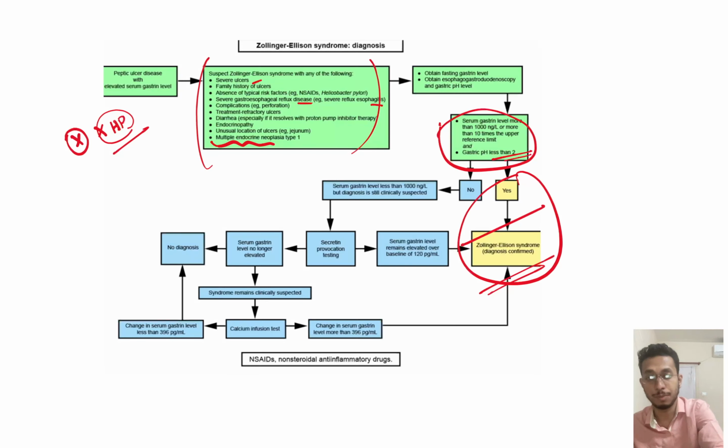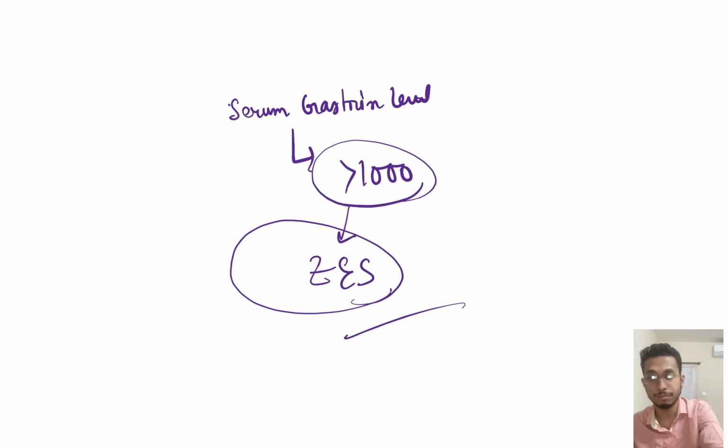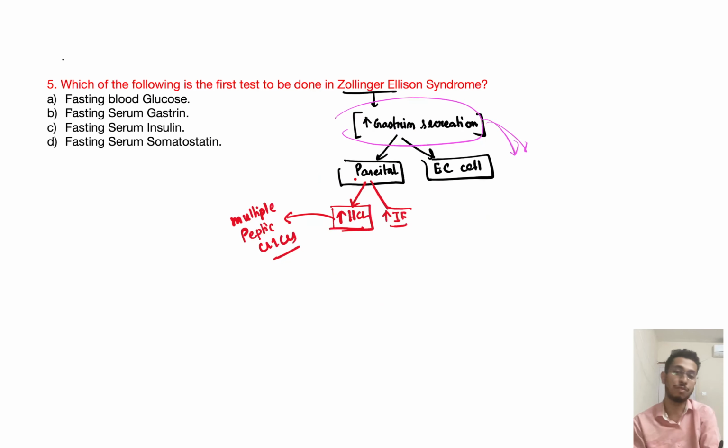Alright. So, coming back to the question, it says which of the following is the first test to be done in Zollinger-Ellison? Obviously, fasting serum gastrin level is the answer here. Okay. Now, coming to the next question.